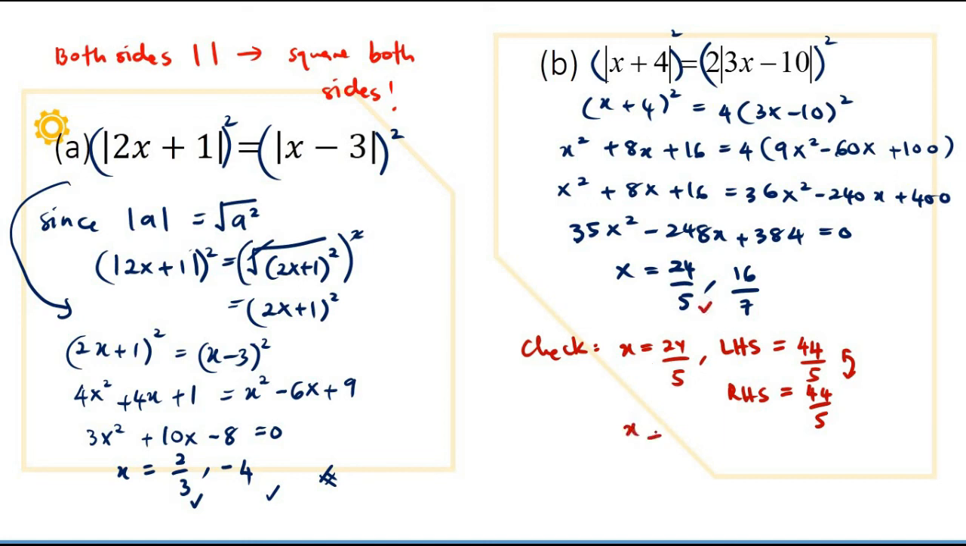On the other hand, if you have 16 over 7 as our x, on our left hand side, that should be 44 over 7. Meanwhile, the right hand side is also going to give you the same answer, 44 over 7. So again, they are equal in value, so that's why we are accepting 16 over 7 as our answer.